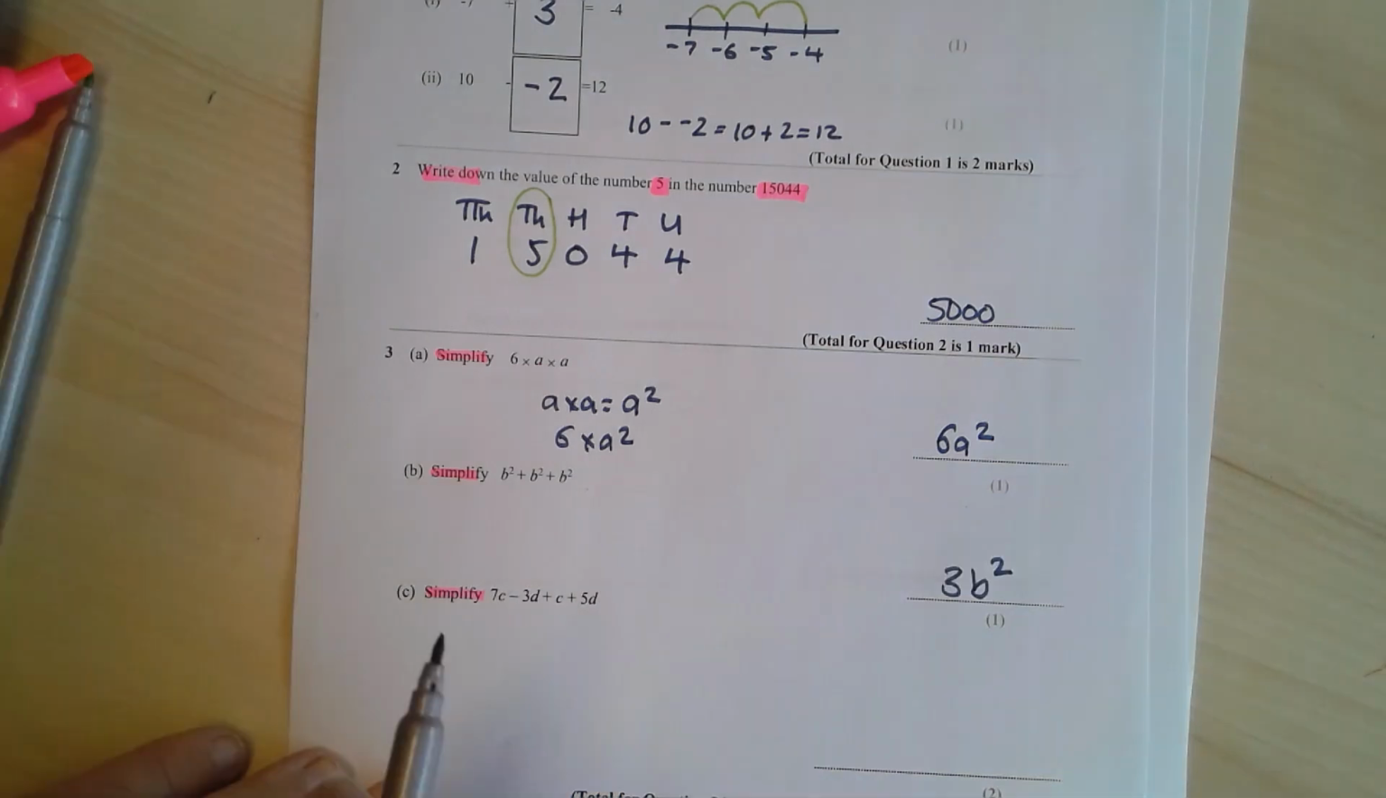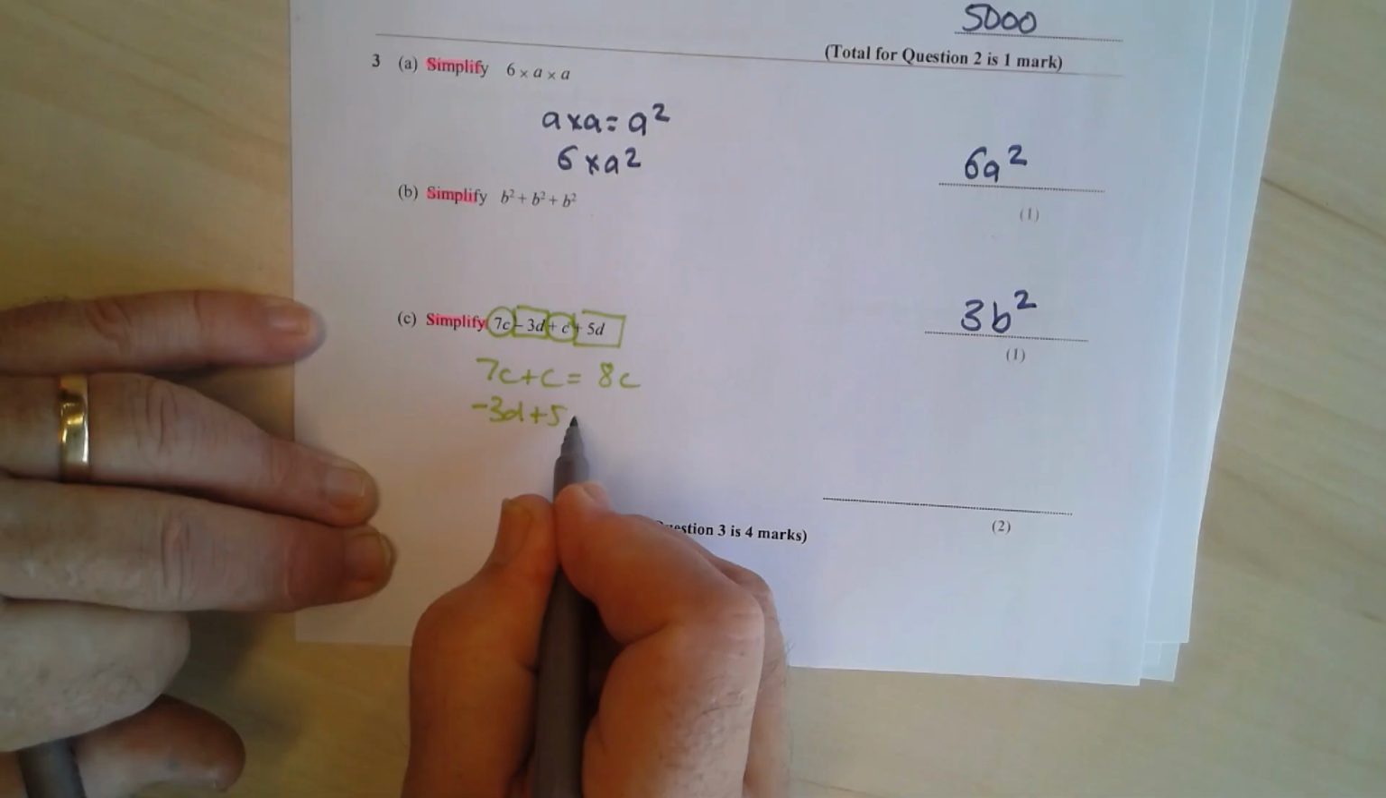The last part asks me to simplify 7c minus 3d plus c plus 5d. And I have two different terms there. I have the d to give me 2d. Therefore, the answer is d plus 2d.